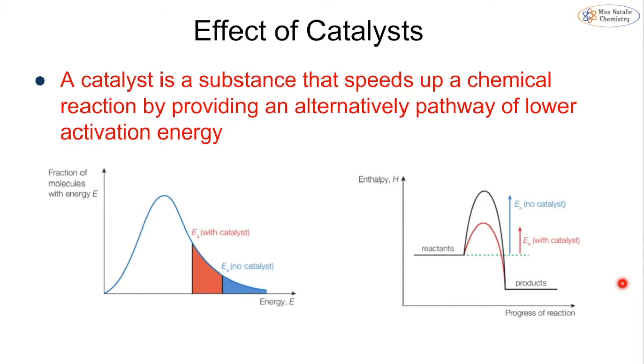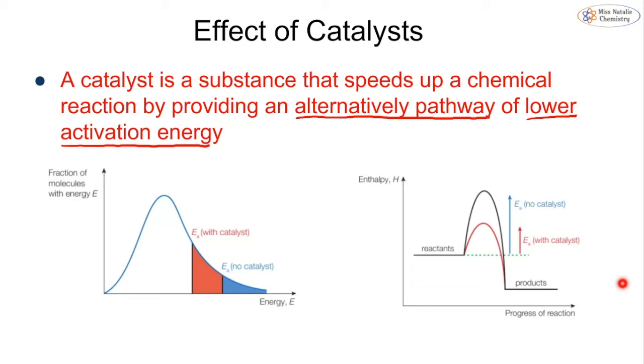The last effect is looking at the effect of a catalyst. Now, we know that a catalyst is a substance that speeds up a chemical reaction, and it does this by providing an alternative pathway of a lower activation energy. I cannot stress enough that you do not say in an exam, it lowers the activation energy. You will lose marks, because a catalyst does not actually lower the activation energy of a reaction. What it does is it gives you another method in order to do that.